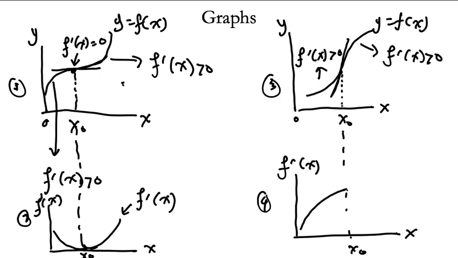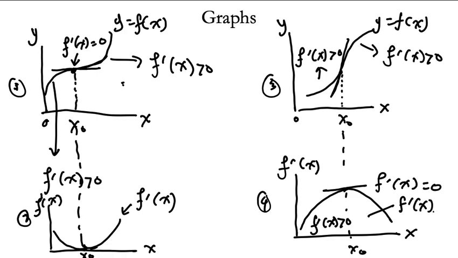Okay, let me redraw it again. So here, at this maximum point, the tangent line is flat, therefore the slope is 0. Anything below x0, the slope is positive. Anything after x0, the f prime x curve is downsloping, isn't it?